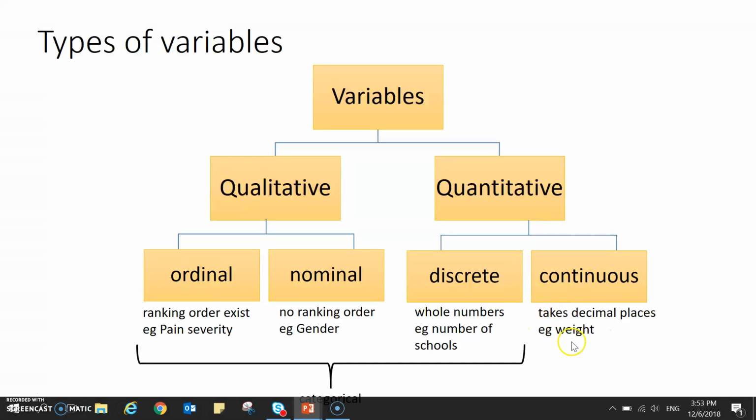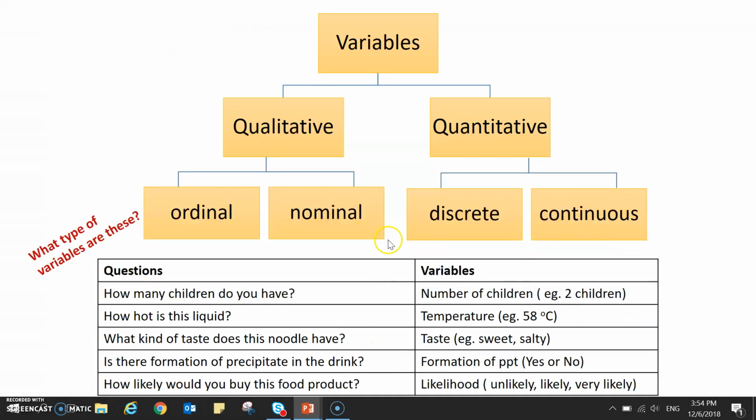Lastly, you have continuous variable. These are variables that can have decimal places. For example, your height, your weight. These are all examples of continuous variable. Of these four different types of variable, ordinal, nominal, and discrete are considered as categorical variables.